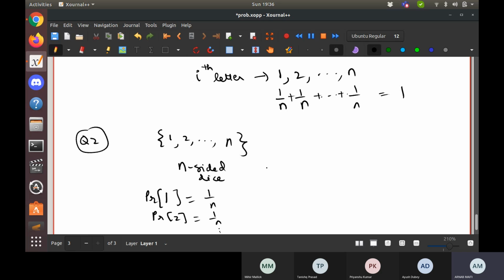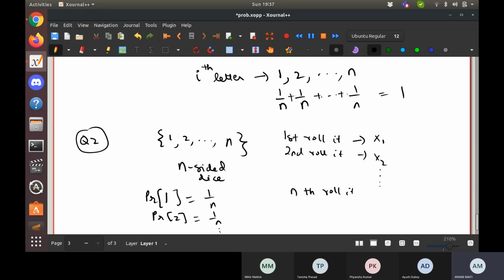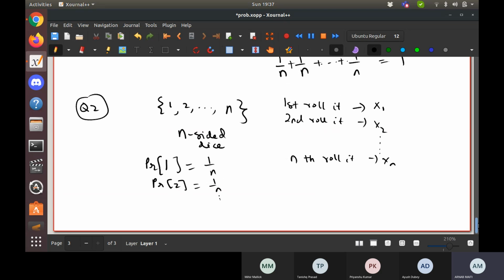So say you have this n-sided dice. The first time you roll it, you get some number, say x1. The second time you roll it, you get some number x2, and so on. So you roll it n times, and the nth time you get some number xn. So you have x1, x2, up to xn.